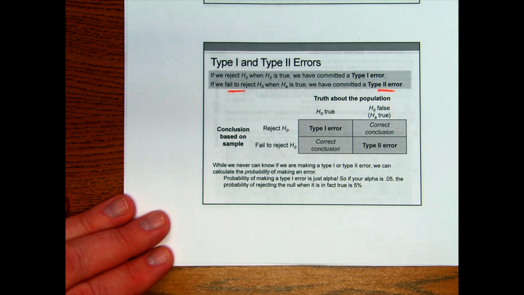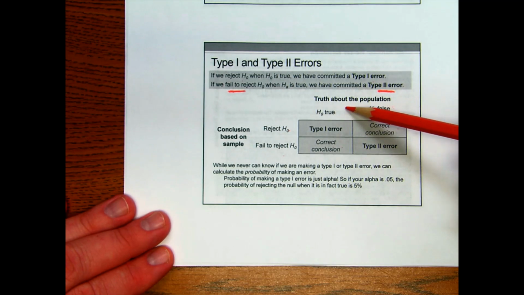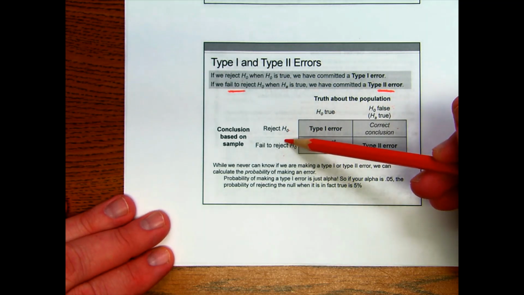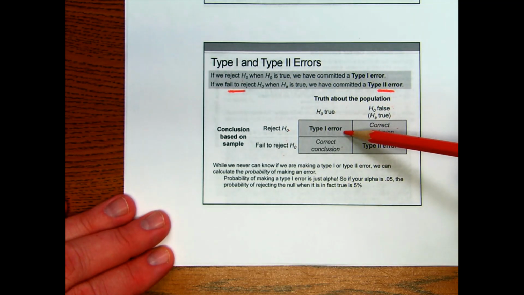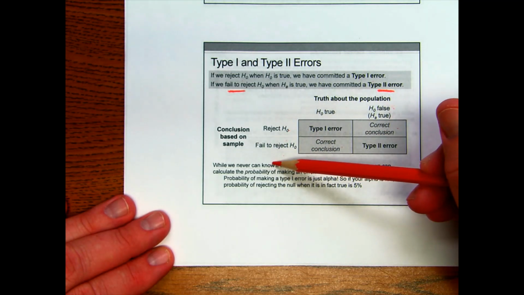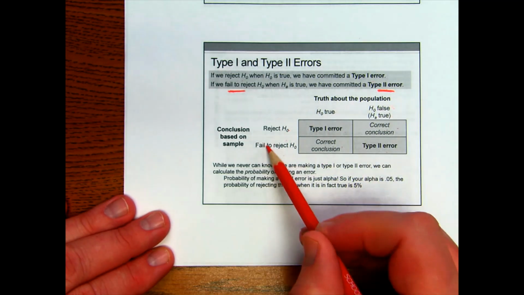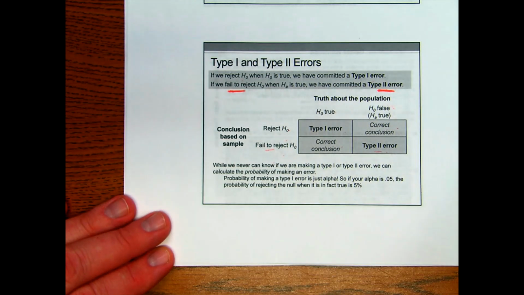Now, other things that can happen. Your H0 could be true, and you actually reject it. That would be a type 1 error. Your H0 could be false, and you fail to reject it. That could be a type 2 error. Fail to reject, type 2 error.